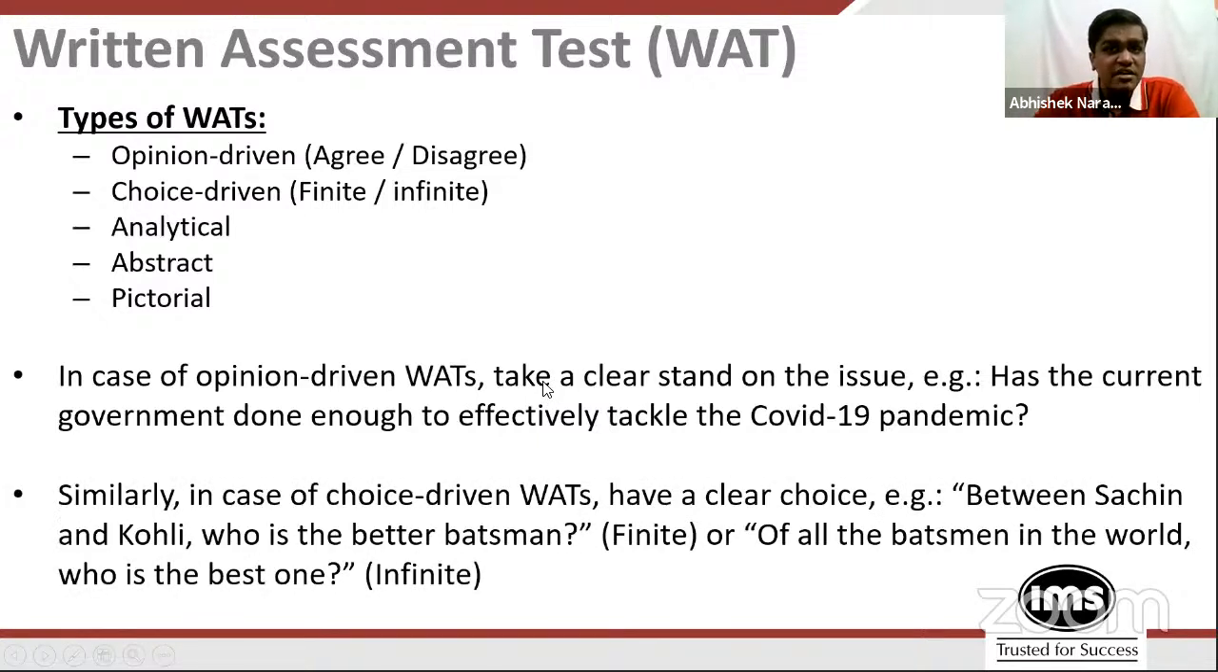A choice driven VAT, if I have finite, would be what? A couple of choices given and I have to pick from them. So something like this. Between Sachin and Kohli, who is the better batsman? So you have got only two options, and you have to pick one. Here, same thing. Don't say in some cases Sachin is great, in some cases Kohli. Don't do that. Again, the same thing. Pick a side and stick to it. But this is still finite. You've got two and you have to choose. Maybe three, whatever. Point is, you've got two or three and you have to pick from these.